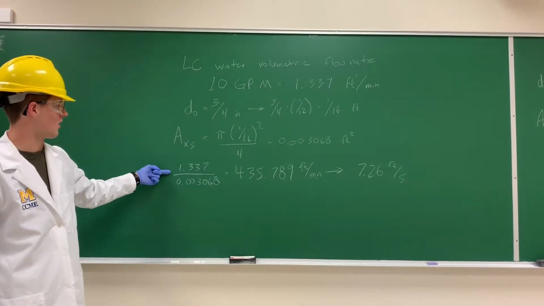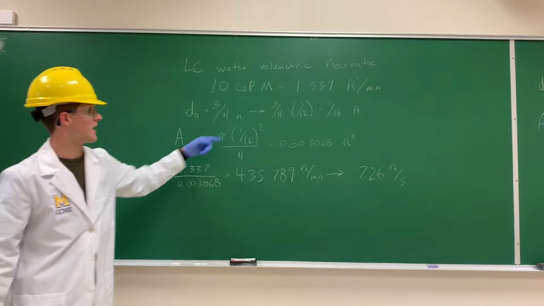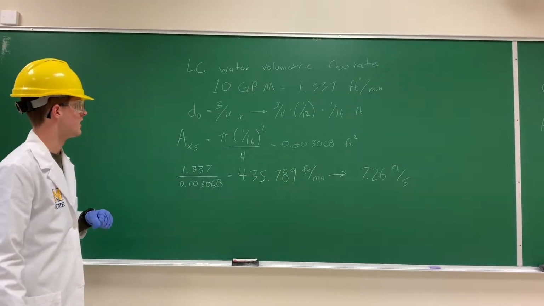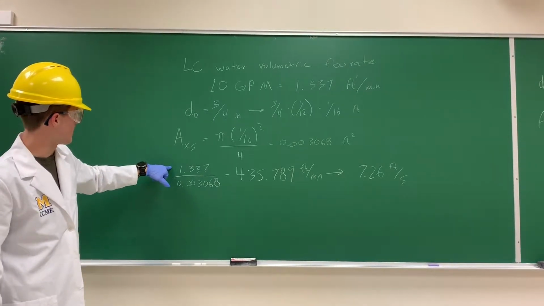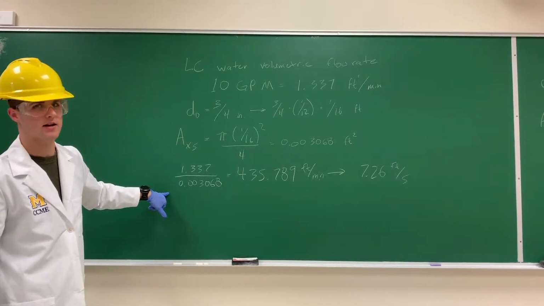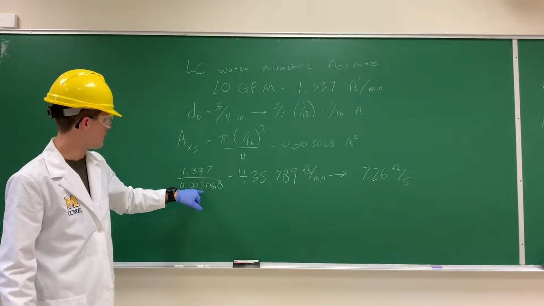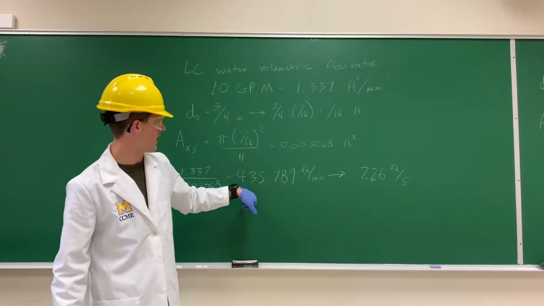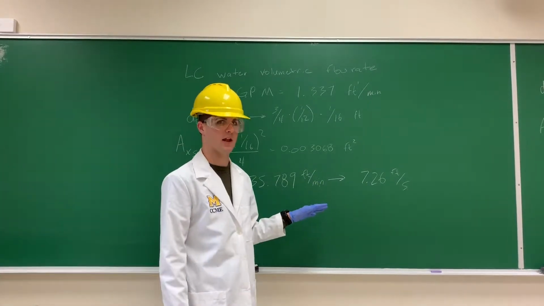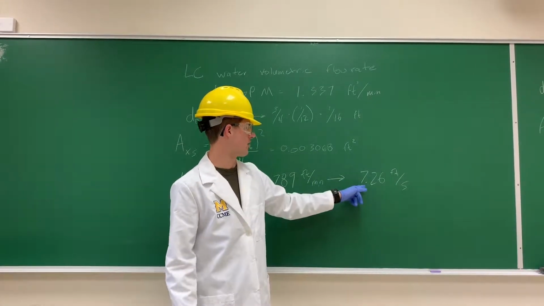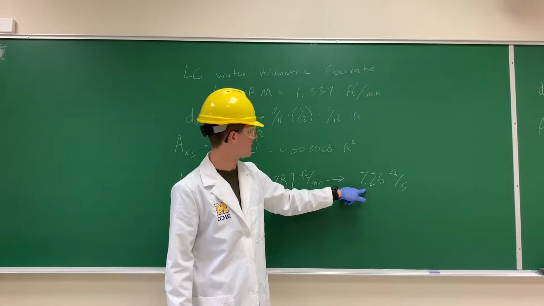We can take our volumetric flow rate, which we calculated up here, and that's in feet cubed per minute. That's our Q. If we take that and divide it by the area we've just found, we will get about 435.8-ish feet per minute. And that's our velocity. And if we convert that over to feet per second, we'll get about 7.26.